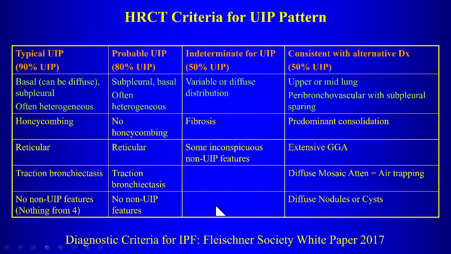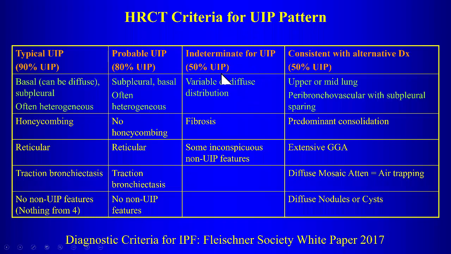So I've given you this table, and you would use it when you're interpreting these high-risk CTs. We've discussed typical UIP, we've discussed probable UIP, but then there might be findings that are indeterminate for UIP. Patients who have a typical UIP pattern, 90% of them will have UIP on biopsy. Patients with a probable UIP pattern, up to 80% will have a UIP pattern on biopsy. So that's pretty good.